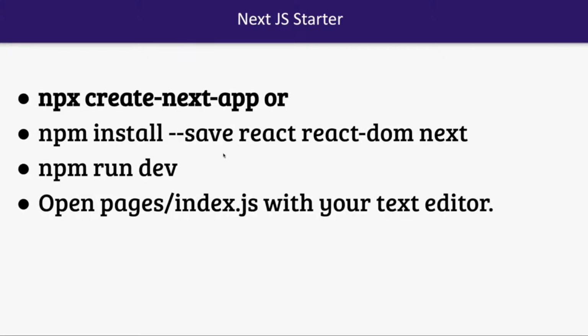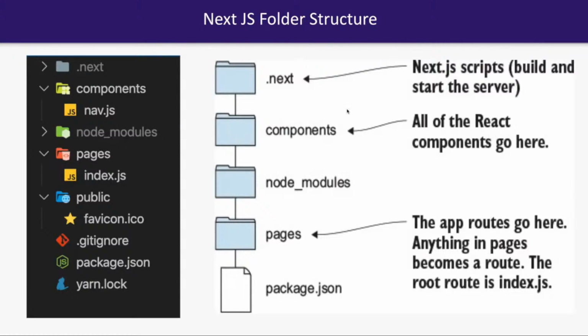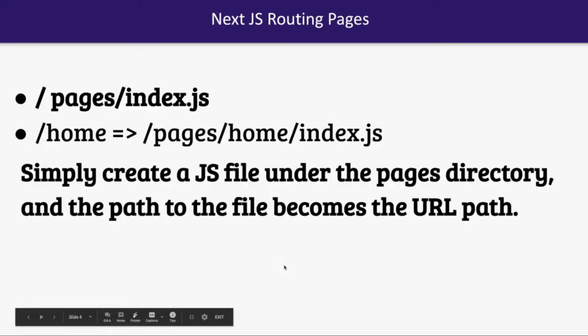Now, the folder structure looks something like this. The .next folder is created, which contains the build and the library to start the server. Components: all the custom components we are going to build will go here. Pages: all the app-level routes like home, contact, about, profile, settings will go there. Whatever file you create inside pages will indirectly become a route. Then we have package.json. So this is the basic structure.